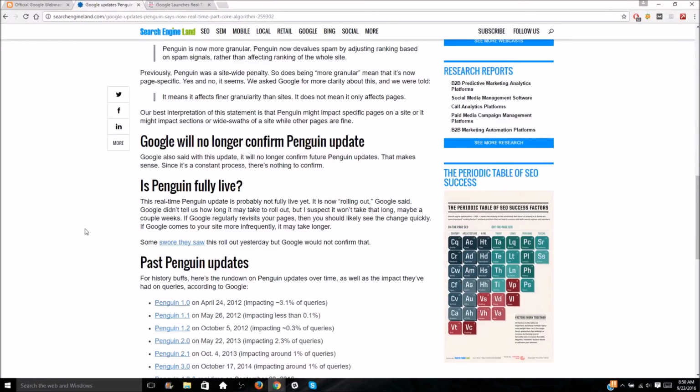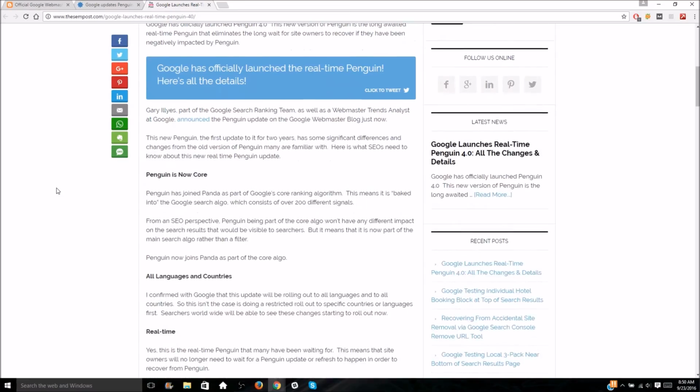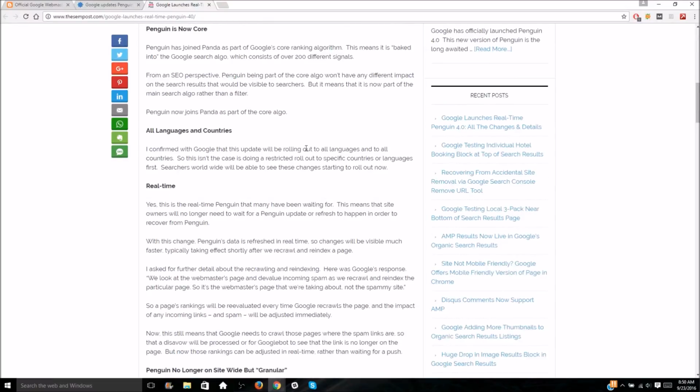So, the last article here, the SEM post. What they say is a little different here. What do they add? That this is going to be rolled out to all languages and countries at the same time, so it's not going to be tested in one area or another.